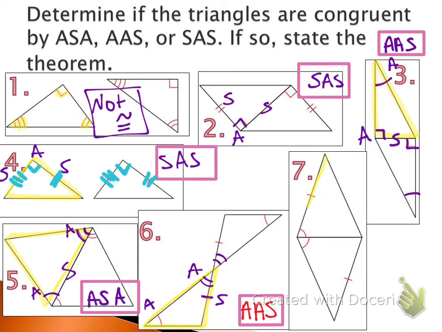So let's talk about number 7. It's a trick question. You have a side congruent to a side. Are they in the same spot? No. Okay, let's keep going.